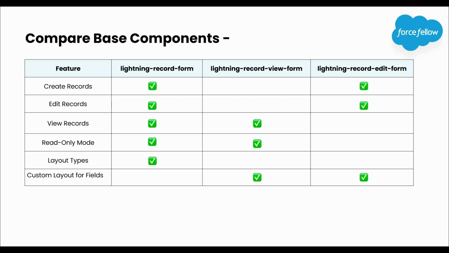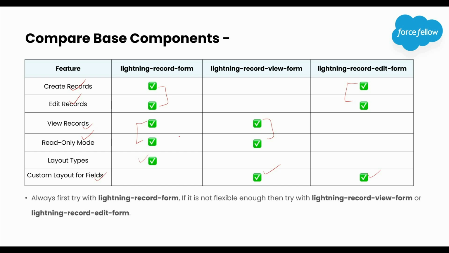Now let's do a high-level comparison of all these base components so you can decide which one you should use when. So if you have a requirement to create or edit a record, then if it is a simple requirement, you can go with record form, else you can use record edit form. And in case you want to show a record or show data in read-only mode, then you can use record form or record view form. And if you want to use the same fields which we configured on the page layout or on the compact layout, then we have to use only record form and define the layout type attribute there. But anywhere you have a requirement for custom design or custom layouts for fields, then we have to go with record view or record edit form. Okay?